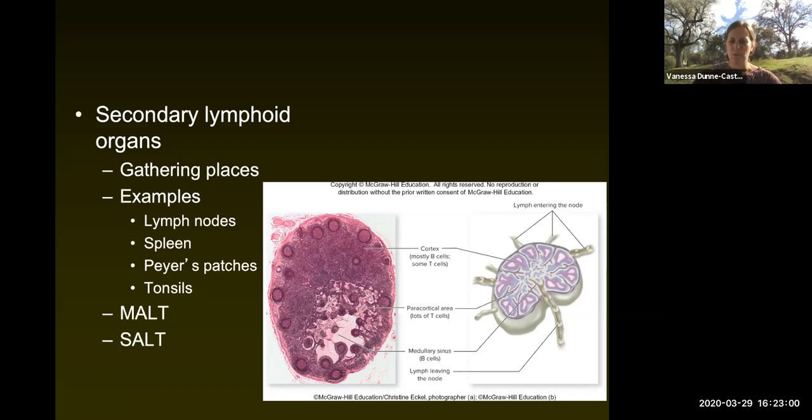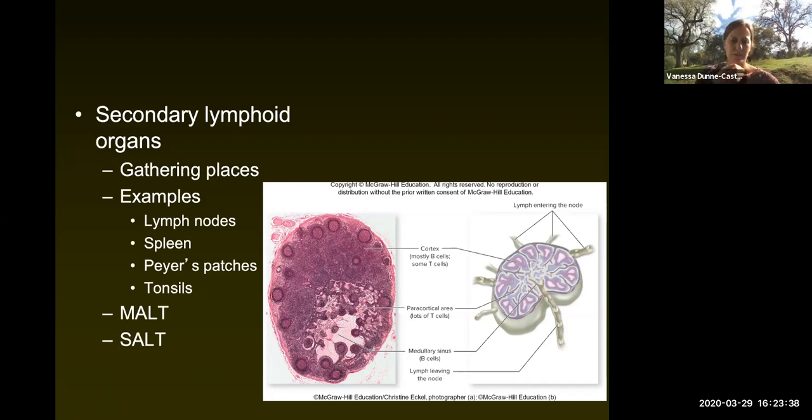Examples of these: lymph nodes are what we're going to talk about the most. The spleen is actually one of the most hyperactive ones, so anything that comes into the blood will activate the lymphocytes in the spleen. Peyer's patches are found in the gut, and tonsils are in the throat. Now that's just a tiny representation of these gathering places, these secondary lymphoid organs. In fact, every single part of the body has a specialized secondary lymphoid organ: the respiratory tract, the throat, even your colon versus your small intestine.